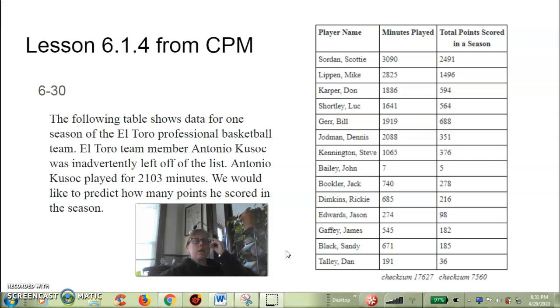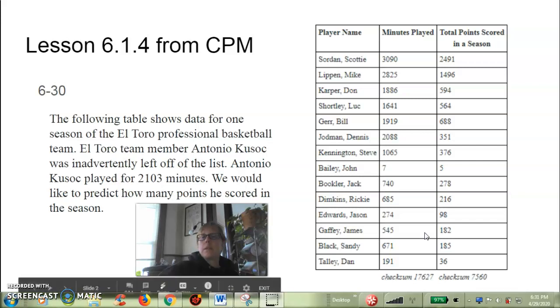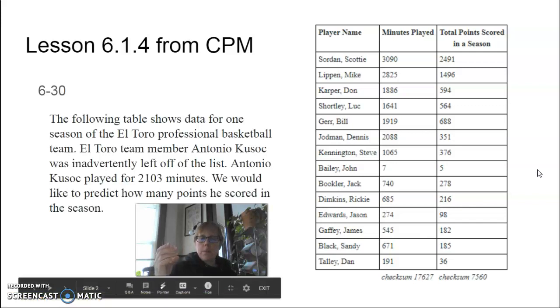And you can see that a player by the name of Antonio was left off the list. So what we need to do is predict how many points Antonio scored in the season based on the fact that he played 2,103 minutes. All right, so there's the problem.